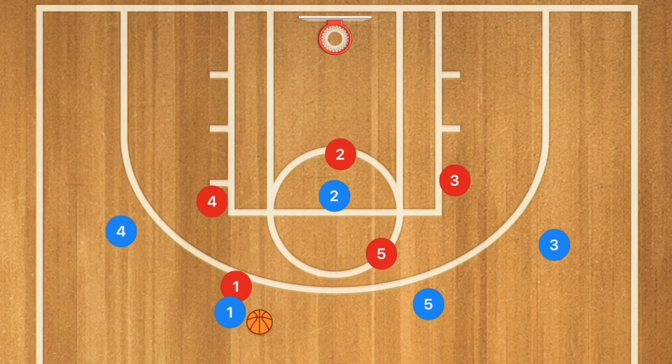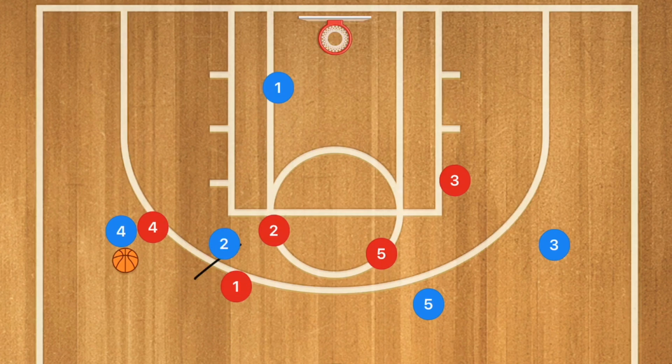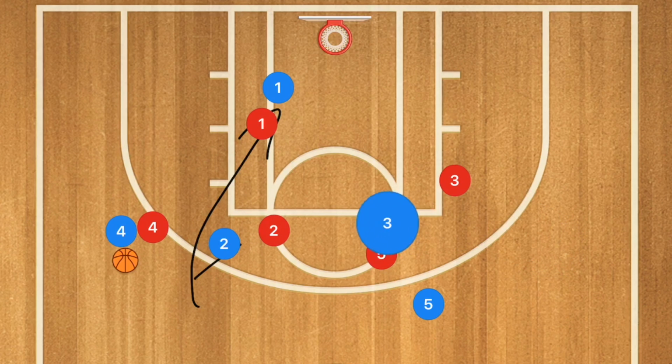However, most likely, when we first run this play, player 2 setting that back screen is going to get player 1 open. 90% of the time, at least when I see this run, player 1 is open the first 1 or 2 times down the court. After that, his defender's going to be cheating, and now we're going to be having player 3.